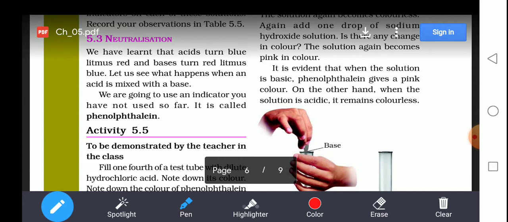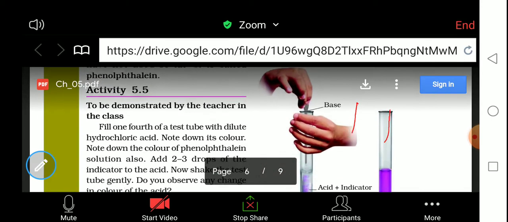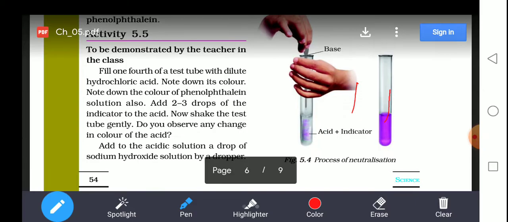So we have to demonstrate by taking some things. We have to take two test tubes. Fill 1/4 of the test tube with dilute hydrochloric acid. Dilute, I have already told you what it means. Dilute means some water is added, so it is a weak acid.